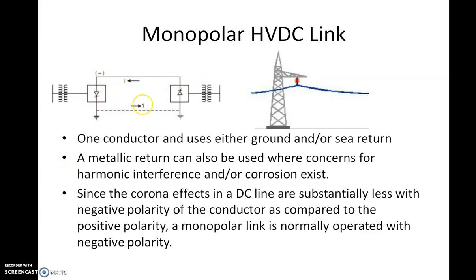Usually the conductor is with negative polarity. So you have an AC system here. You have a converter. You have only one conductor which is having negative polarity. It goes to the other side. This is the transmission line. On the other side you have another converter which will convert DC to AC, another transformer as well. And the return path is either through the ground or through the sea. You can also use a metallic return if there are concerns of harmonic interference and corrosion.